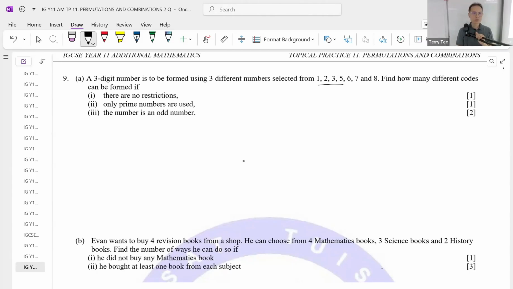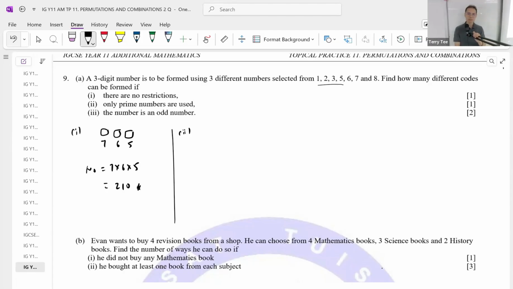1 is not a prime number. So if there's no restriction, okay? When there's no restriction, you can choose any lah. So since I got 7 digits, I only arrange 3, so it's 7, 6, 5. All these you can do with mental arithmetic, right? 6 times 5 is 30. 7 times 30, 210. Hey, no calculator, please. You will suffer in the exam.